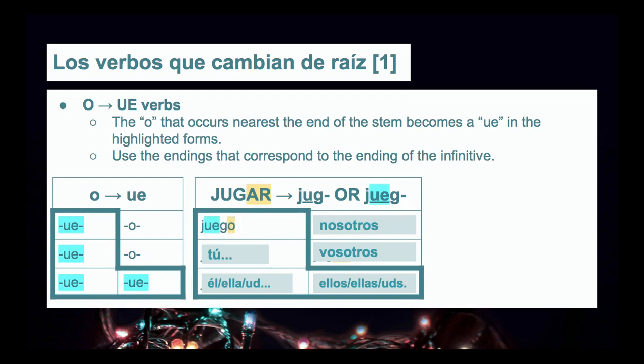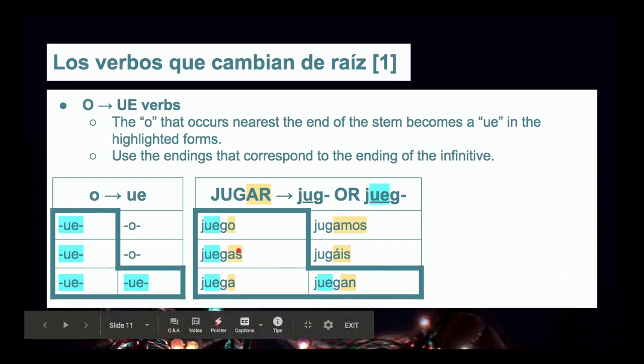Yo juego, tú juegas, él juega, ella juega, usted juega. Nosotros jugamos, vosotros jugáis, ellos juegan, ellas juegan, ustedes juegan. Note again that the forms that have a stem change are in the boot: yo, tú, él, ella, usted, and ellos, ellas, ustedes.